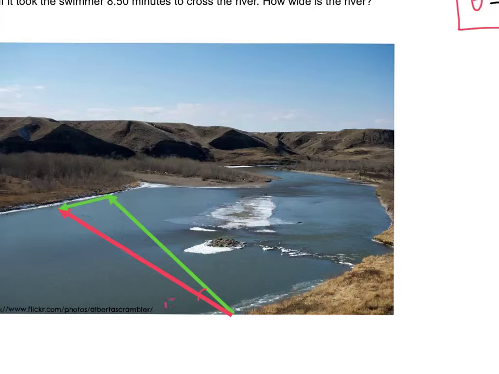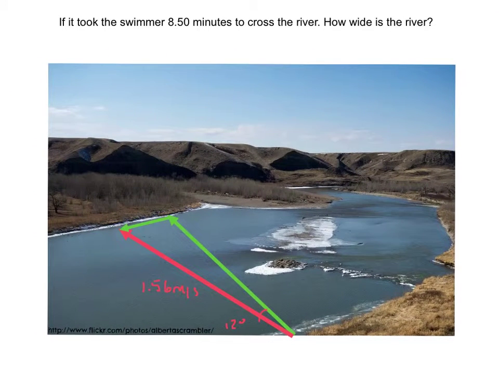So I know that this is going to be 12 degrees, and I also know this hypotenuse here to be 1.56 meters per second. So what I want to find here is this green vector right here. I want to know exactly how wide this is. So I don't want to know this vector anymore, because the swimmer actually swam more distance than the river is wide, because the current was also pushing him along to the north. So he actually swam a little bit extra. So this is what I want to actually know here. I want to know what that is.